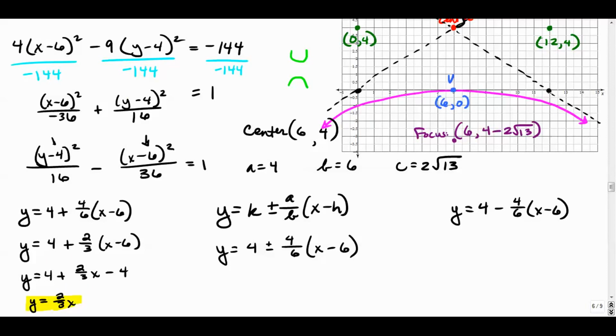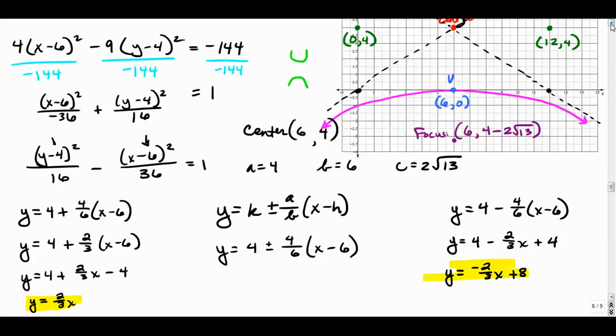So I'll highlight that. And the other one, same thing, just clean it up. Minus 2/3 x plus 4. Remember, a minus and a minus distributes into a plus. So we have y is equal to 4 plus 4 is 8. So it's negative 2/3 x plus 8.